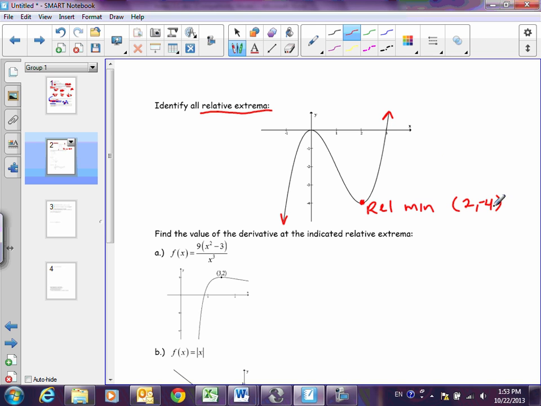-4. I really want to stress, though, that the -4 is the minimum y value, and the 2 is really just saying where it is happening. It's my x value. So we use the coordinates of the point where the y value is the lowest y value in its area. The relative min x value, though, is just where it's happening.